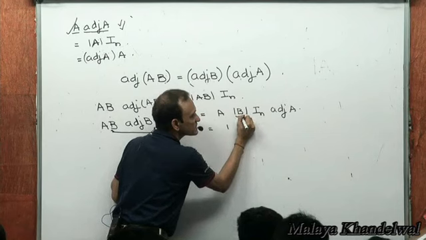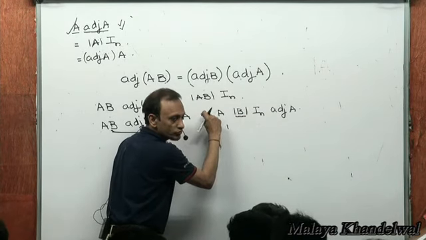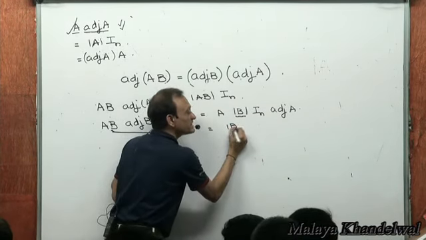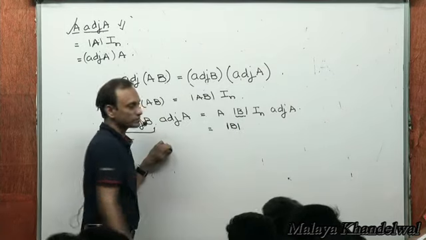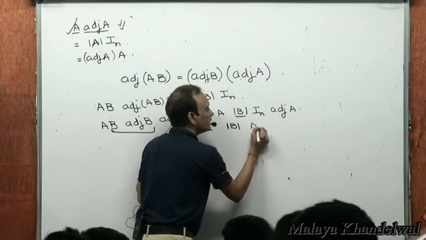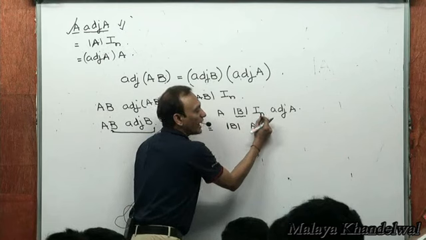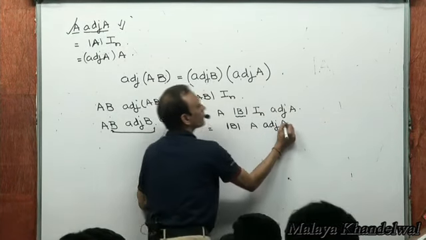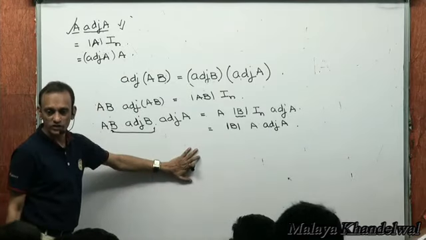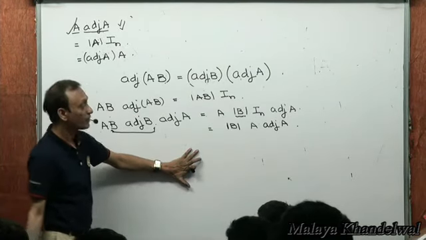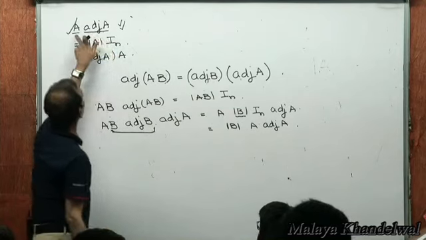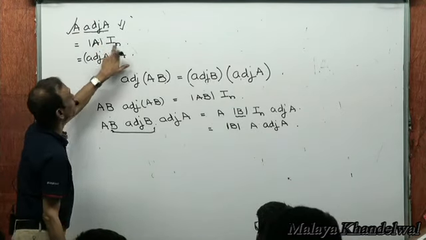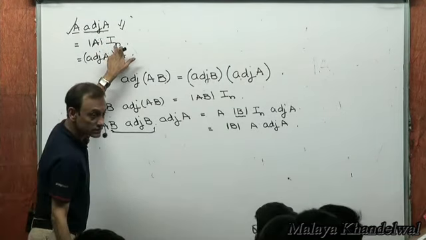And this, let me allow it to fall out. Determinant B, it's a scalar, it will come out into A. In into adjoint A is adjoint A. But A adjoint A is determinant A into a unit matrix.